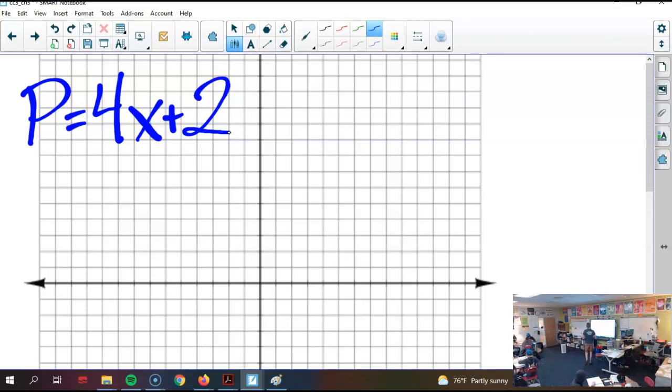If we go to graph this, where do we start? 2. And then our slope, if we make 4 into a fraction, it's 4 over 1. So guys, even if your graph is wrong, please don't take time to erase. Just do it correctly. So we go up 4 over 1, up 4 over 1, up 4 over 1.